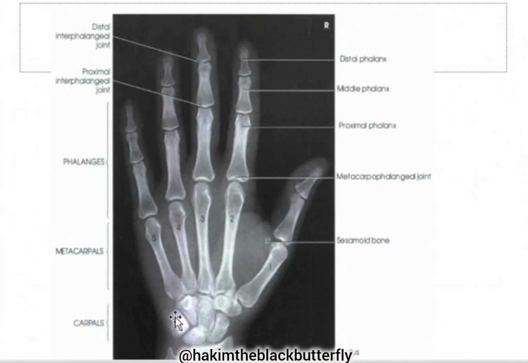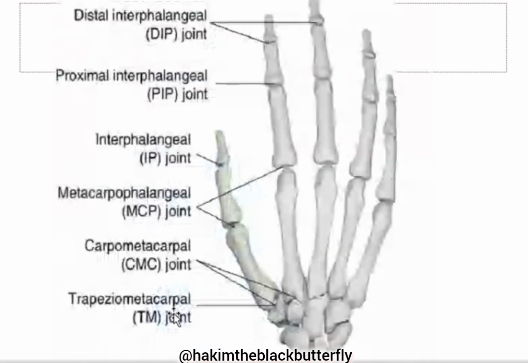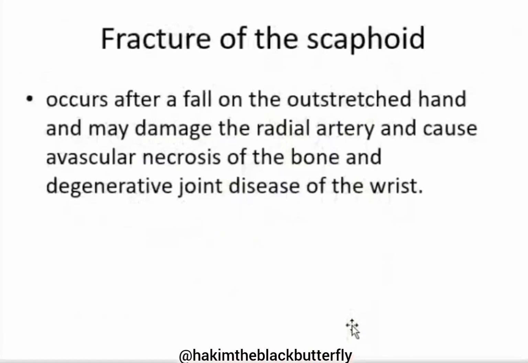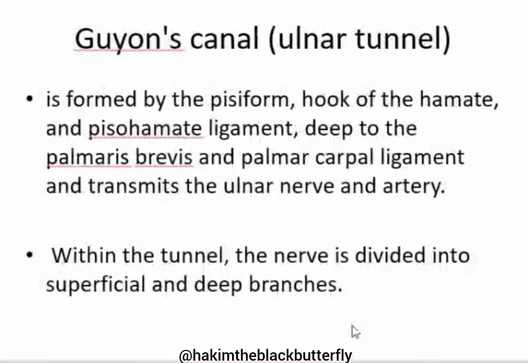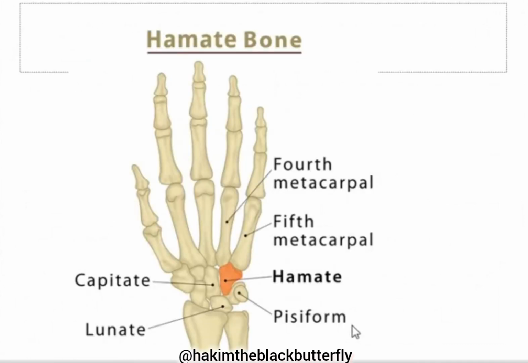You have the pisiform bone and the hamate bone. I can see its hook there. You go back and look at the bones using our skeletons here. So you have our hamate bone there and the pisiform around there. Now, why am I looking at the hamate bone?